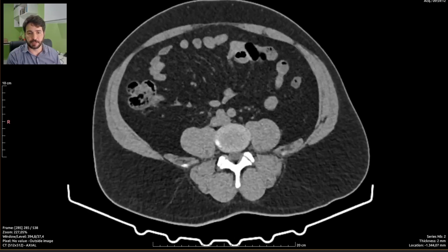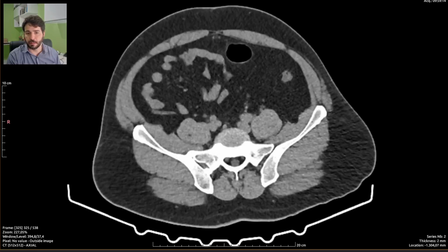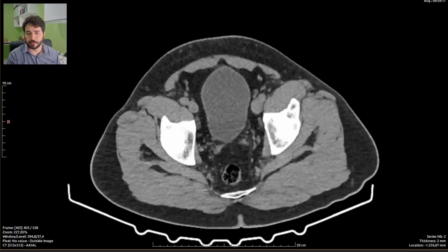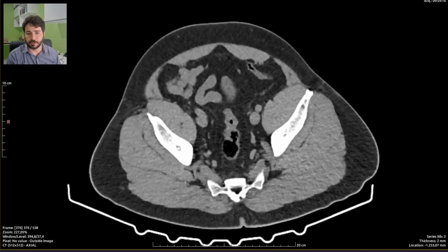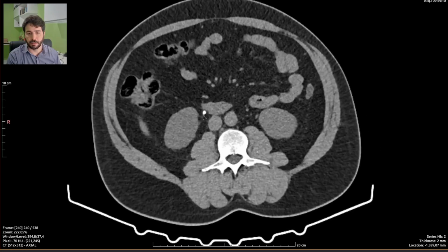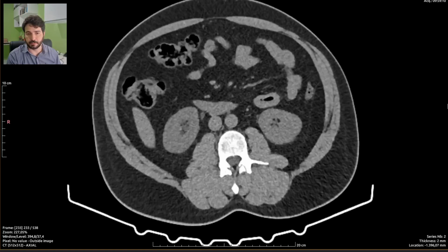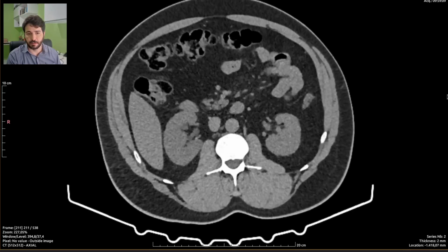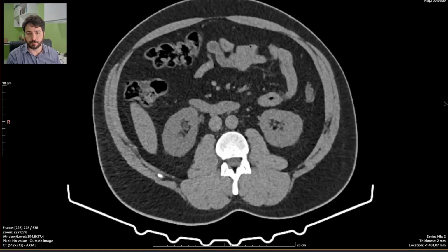So, yep, this is the single stone. This is the only stone that is lodged, stuck on the right ureter. So this is probably going to be a surgical patient.